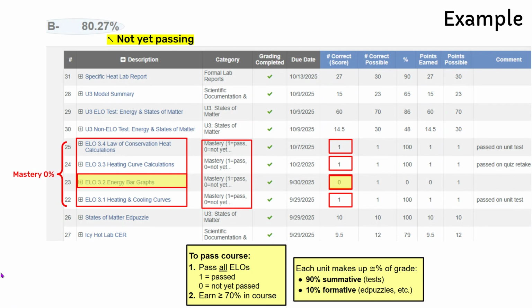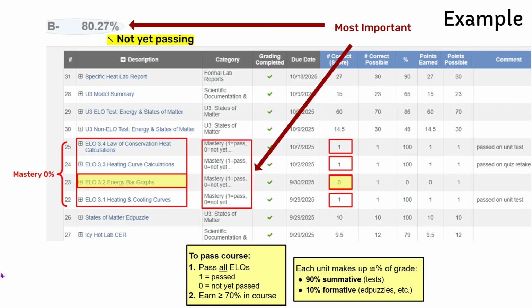So that's really important to pay attention to not only the overall grade, but the mastery category as well. And so you'll need to work closely with me to make sure that you're working on your retakes and understanding the concepts so that you can have all ones in that category.